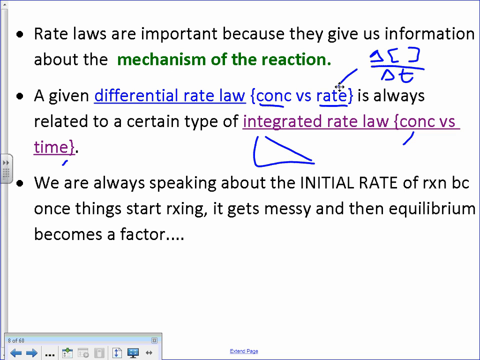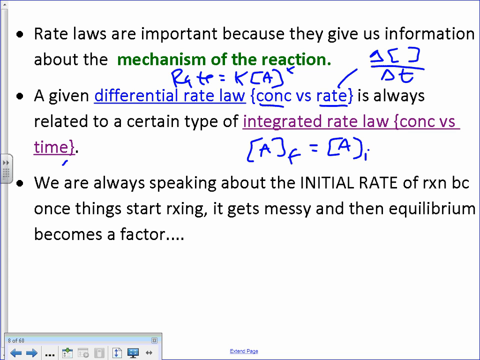Rate laws for differential are: rate is equal to K times the concentration of A, I'm just making that my generic one, to the X power. Integrated rate laws are written like this: concentration of A final is equal to concentration of A initial minus Kt. Something like that. So they look very different, and the time is in the rate law itself. We'll talk about that one more tomorrow.